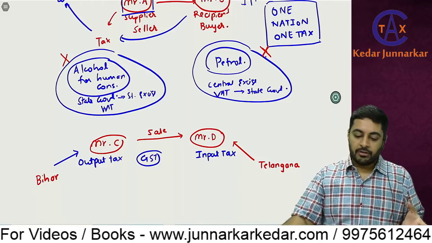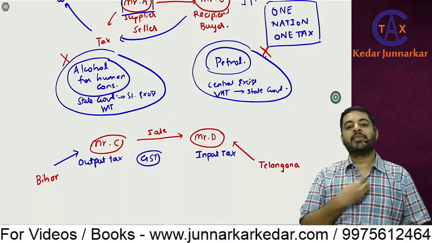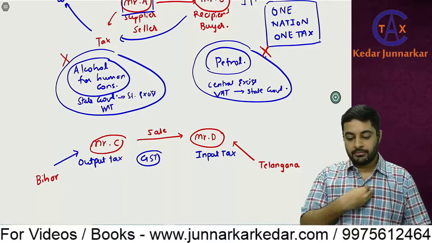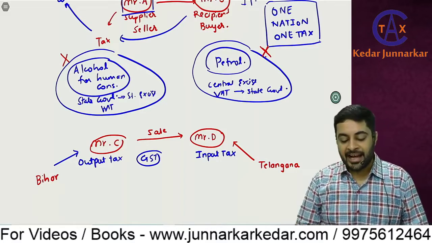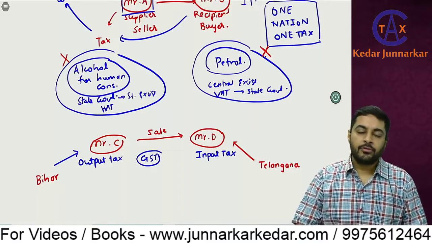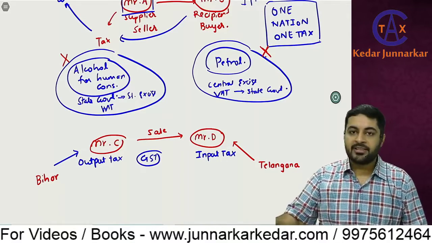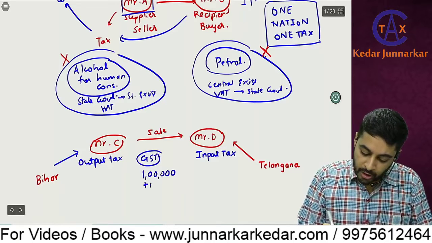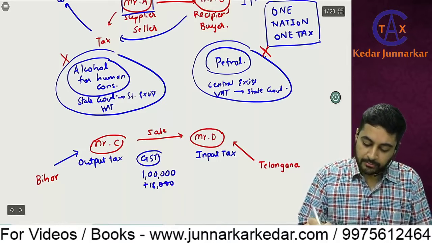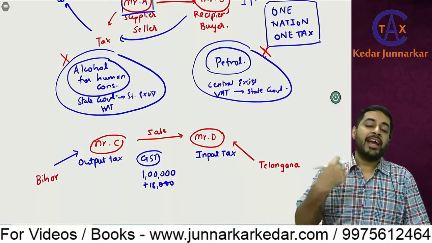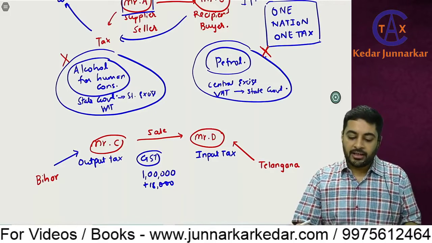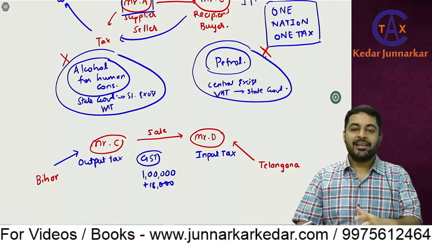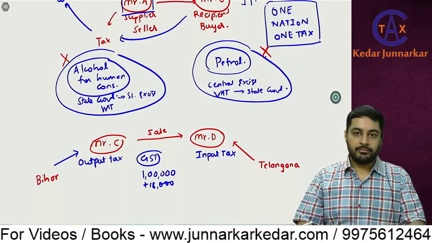So what is the flow? Let's say you are Mr. C, I am Mr. D. You have sold some goods to me. You will charge, let's say the tax rate is 18%. Goods sold are 1 lakh, 1 lakh plus 18,000. You will issue me an invoice. I will pay you 1 lakh 18,000. Out of that, 1 lakh you will keep with you, and 18,000 you will pay to government.